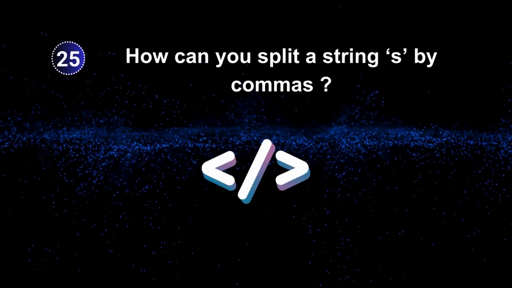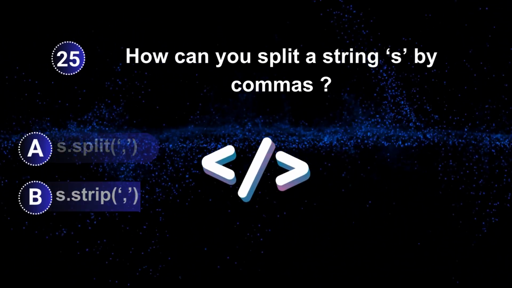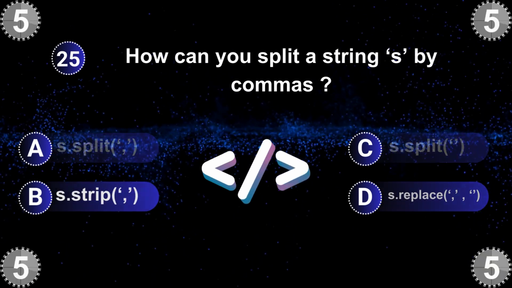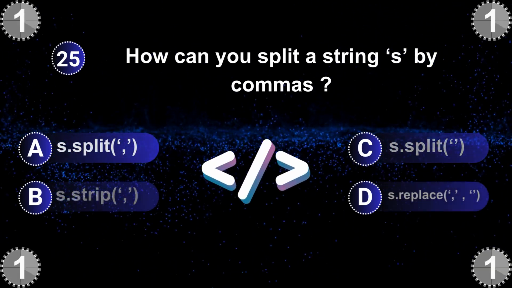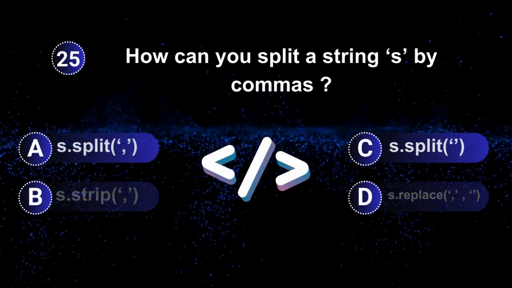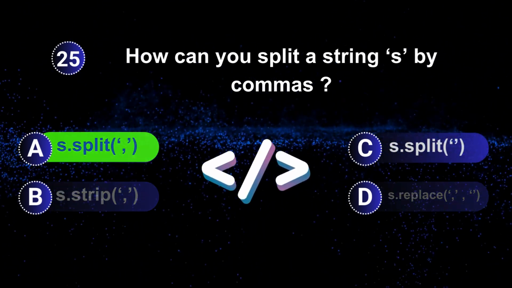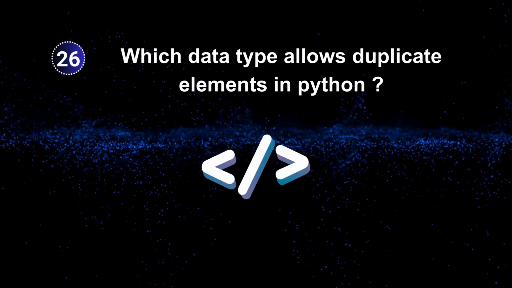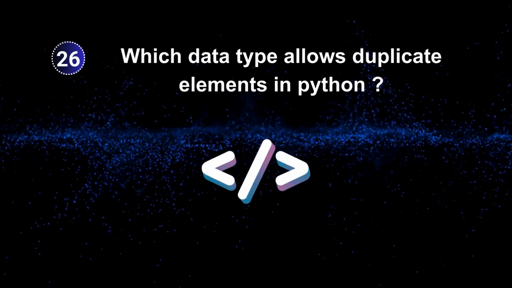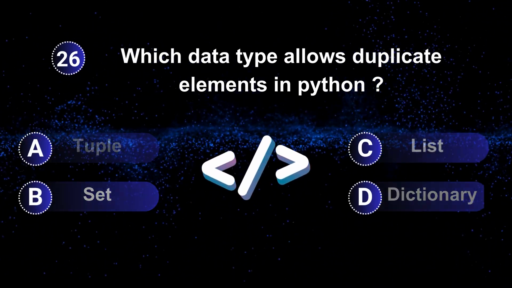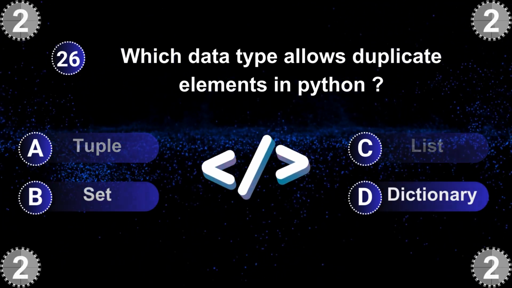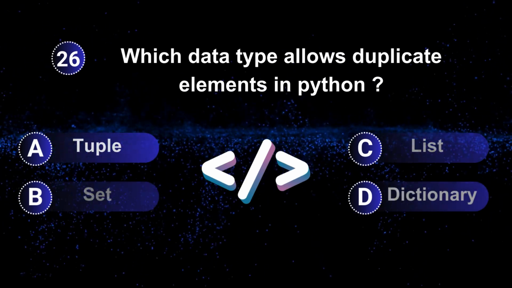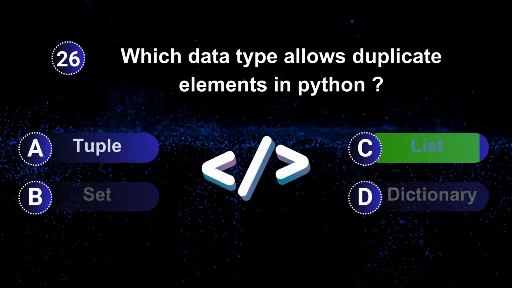25th question. How can you split a string S by commas? Answer is option A. 26th question. Which data type allows duplicate elements in Python? Answer is option C.